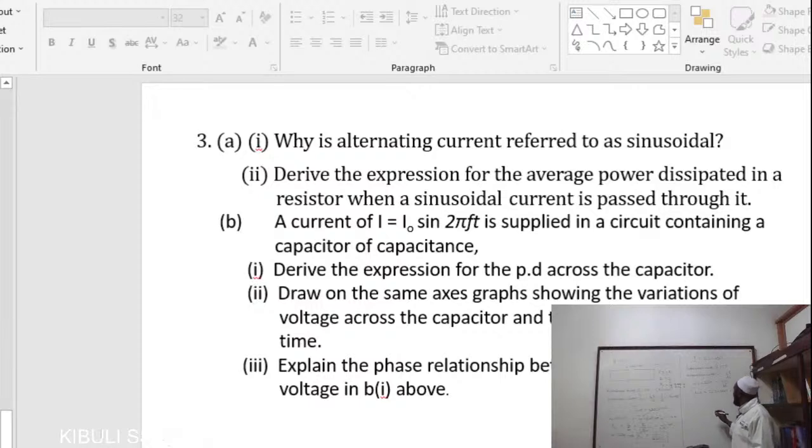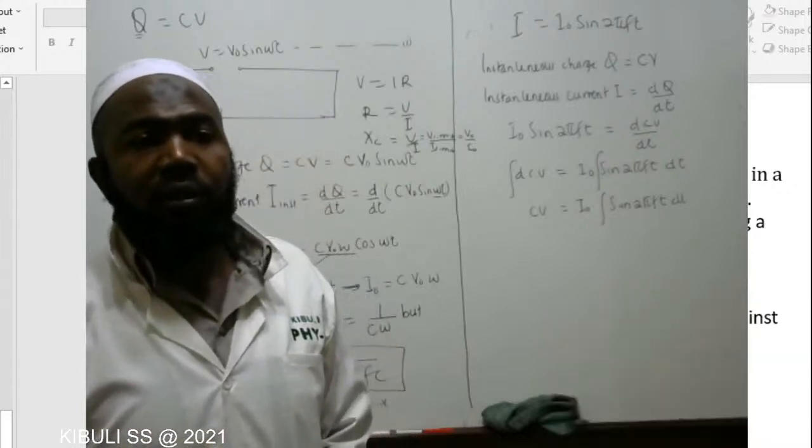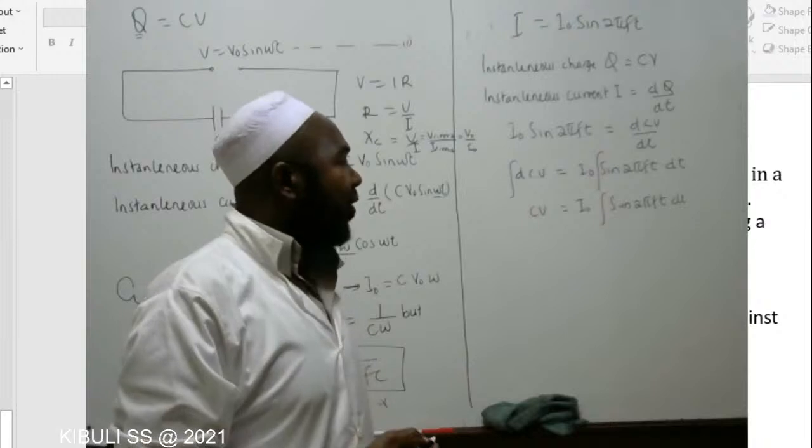So we integrate either side. Here we integrate CV, we get CV. Here we get I naught sine 2 pi ft dt. Now you need to be careful with the integration of this kind of sine wt. We are going to be integrating using the mathematical principle that integration is the reverse of differentiation.